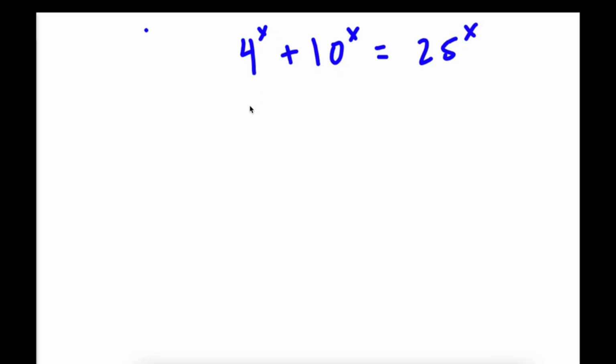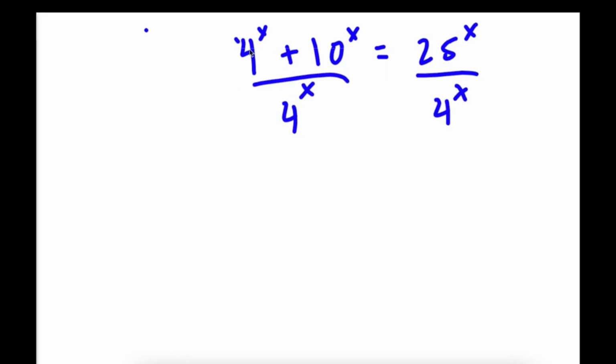In today's video, I'm going to be teaching you guys how to solve this exponential equation. So we have 4 to the power of x plus 10 to the power of x is equal to 25 to the power of x. Now what I'm first going to do is divide both sides by 4 to the power of x.